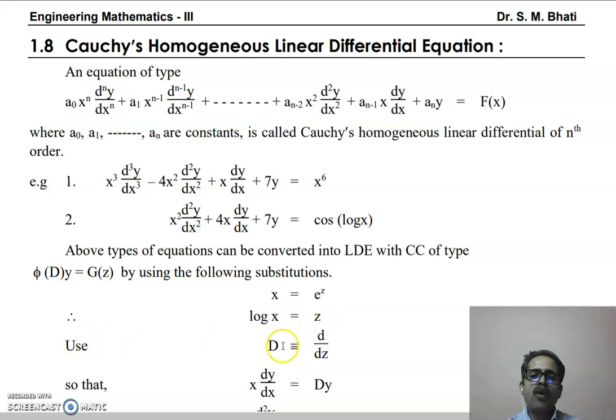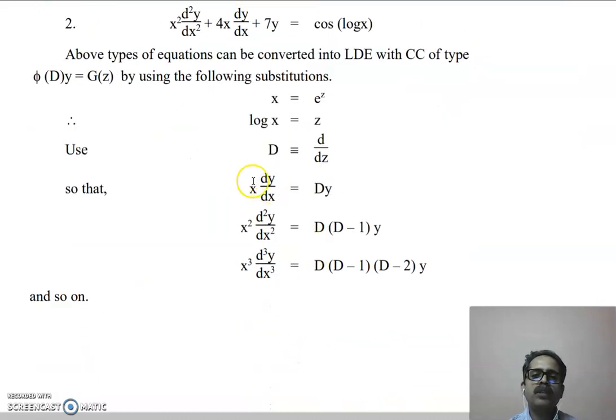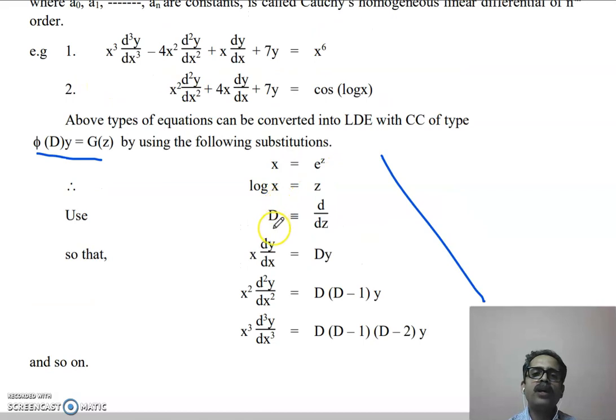We have to use the D operator for d by dz, and using the simple chain rule, we can get the first equation. Likewise, we can get the second and third equations, and so on. So using these equations, the Cauchy differential equation can be converted to phi(D) y = g(z). You can see that this differential equation contains variables y and z. Note that D is an operator standing for d by dz.